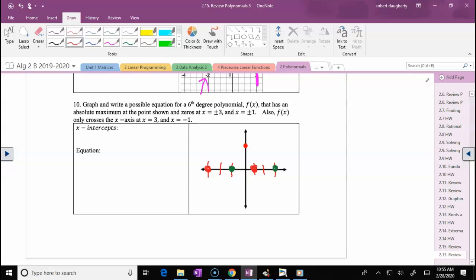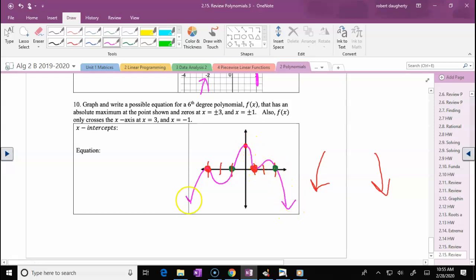So if this is a 6th degree polynomial with an absolute maximum, it's going to have to start down here and end down here. So my choices are, can it do that? Can it go up here and then go through this point, has an absolute maximum, bounce here and come back down? Yes, that is all within the realm of possibility. And so if I look at this polynomial, so that's the graph. What is the equation?